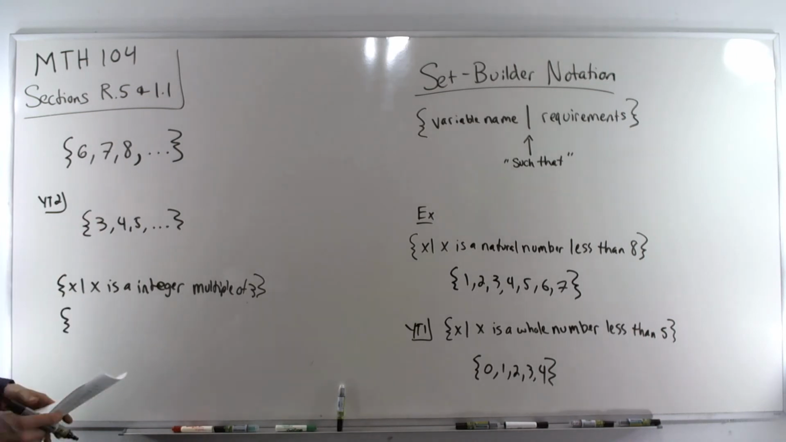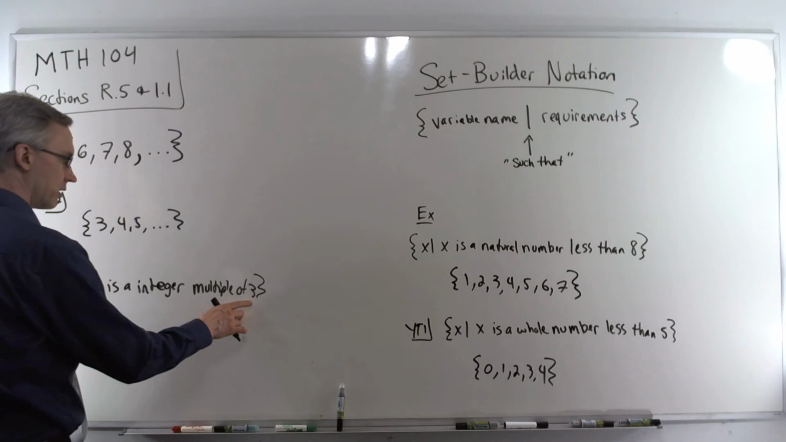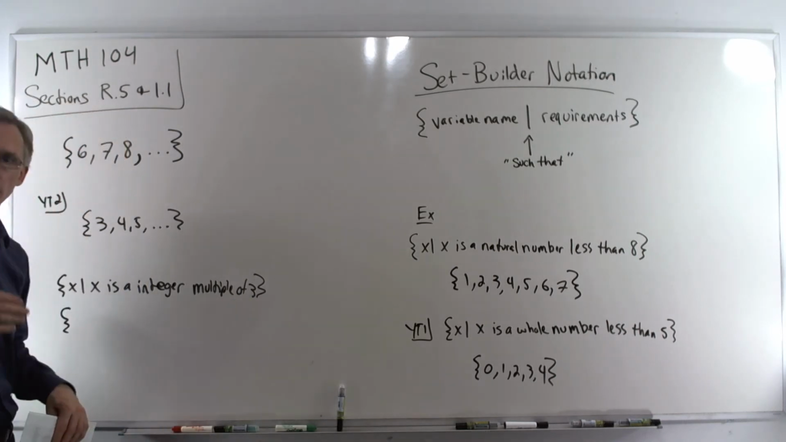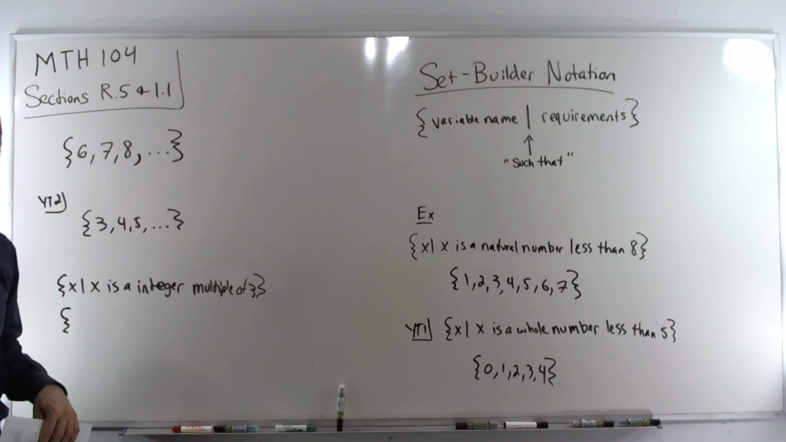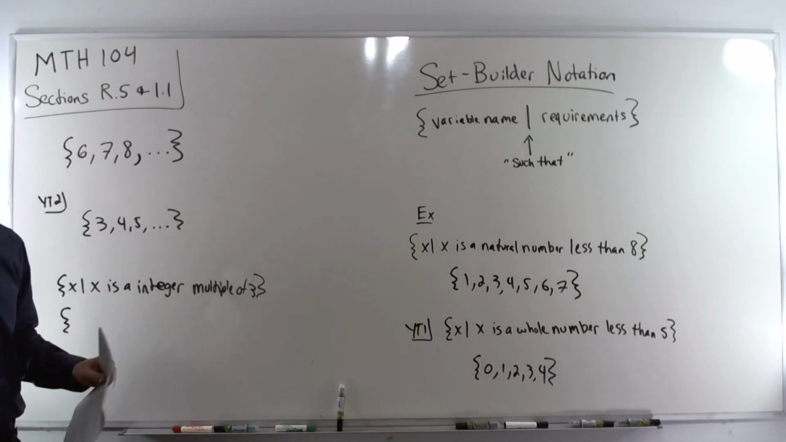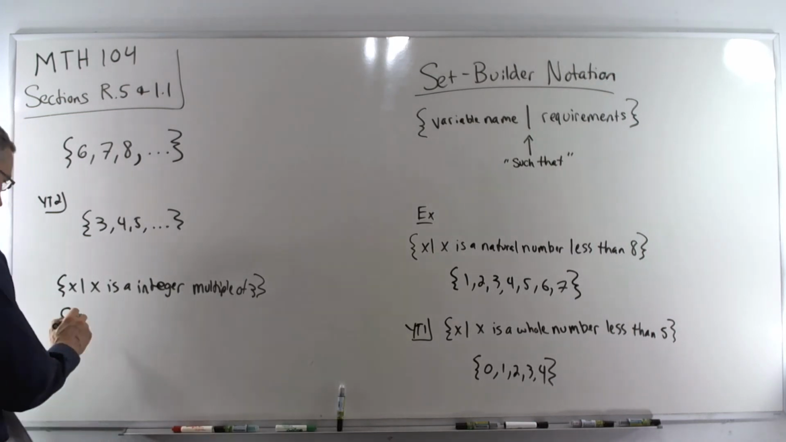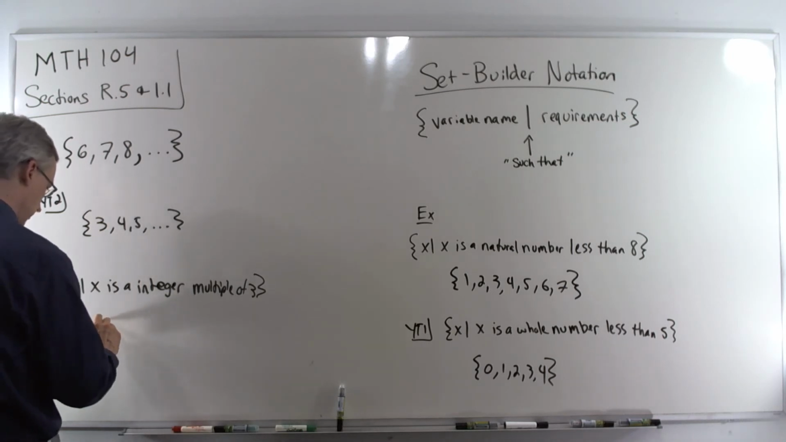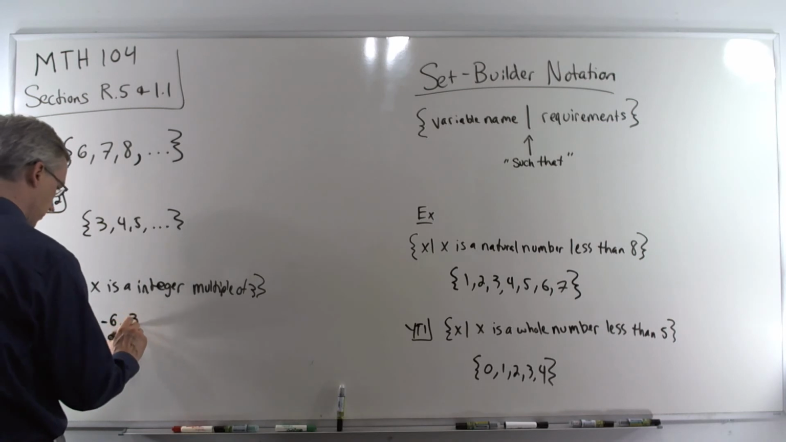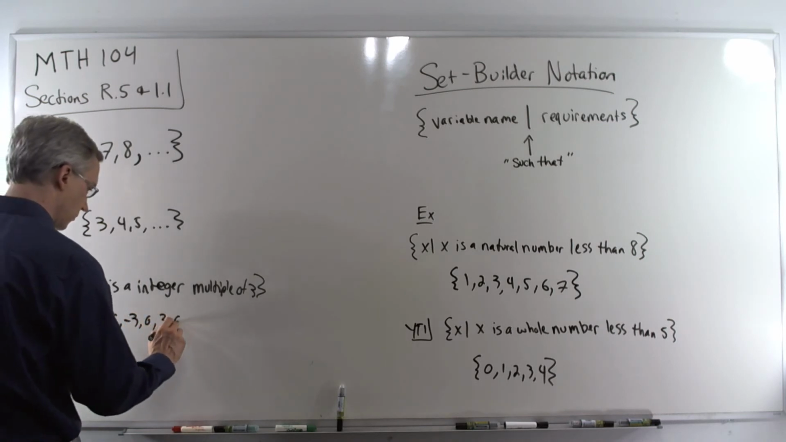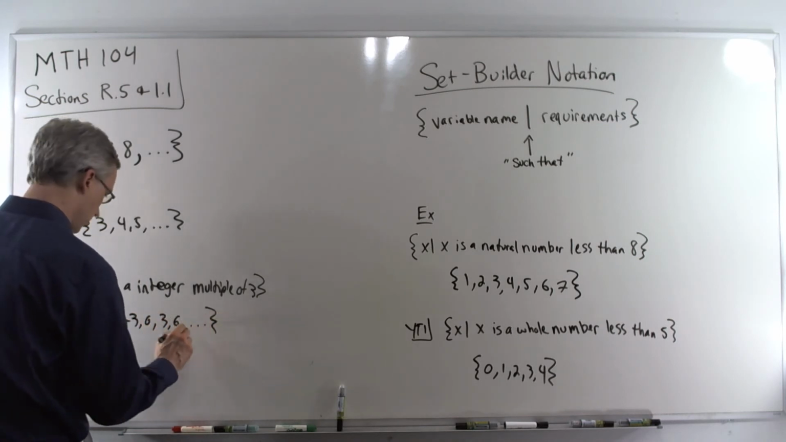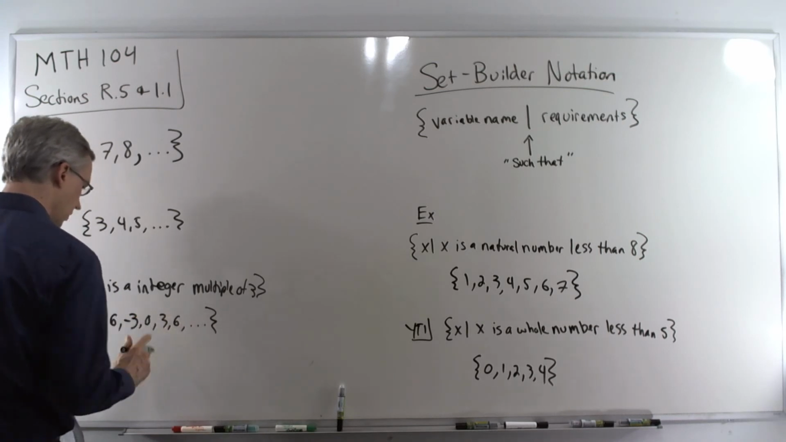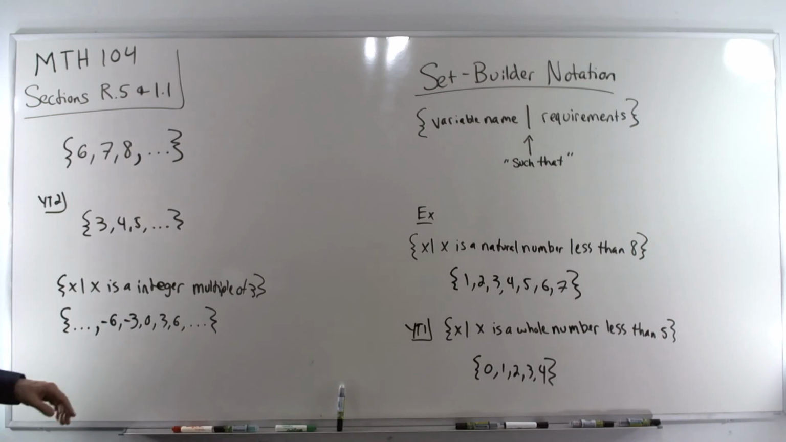3 times 0 is 0, so we know 0 is going to be in there. Negative 1, that'll give us negative 3. If we multiply by 1, we get 3. If we multiply by 2, we get 6. Multiply by 3, we get 9. So we're basically counting by 3s. We have to go in all directions. So it's going to look like that.